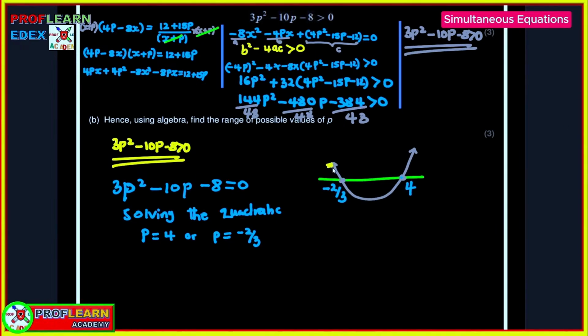That graph. So the upper part of the graph is defined by these values, more than 4 and less than -2/3. So we can write the value of P like that. And as I've mentioned before, you must say P is greater than 4 or... "or" is a keyword when you are writing your final answer. Because if you make a mistake and say "and", you're going to get it wrong.